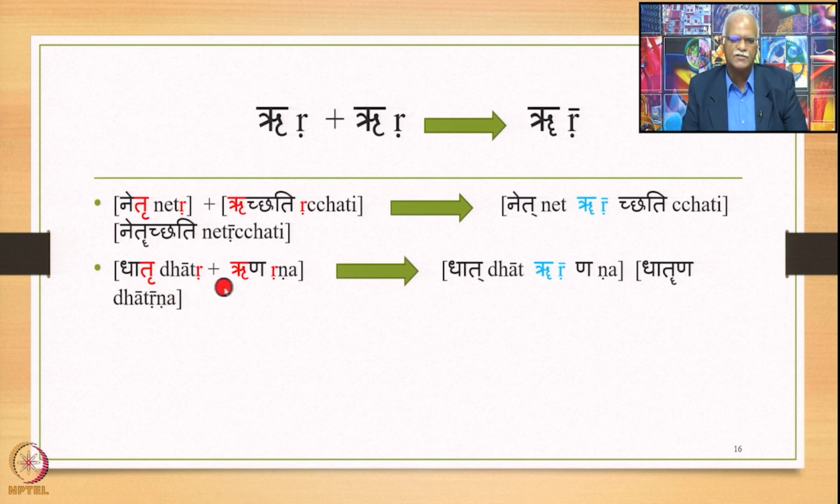Similarly, we have dhatru plus runa. This is the example of a compound, a samasa. We have dhatru plus runa and 6-1-101 applies and we get the substitute long ru in place of both the rukaras, and so we have dhat, ru and na, and the output generated is dhatruna.